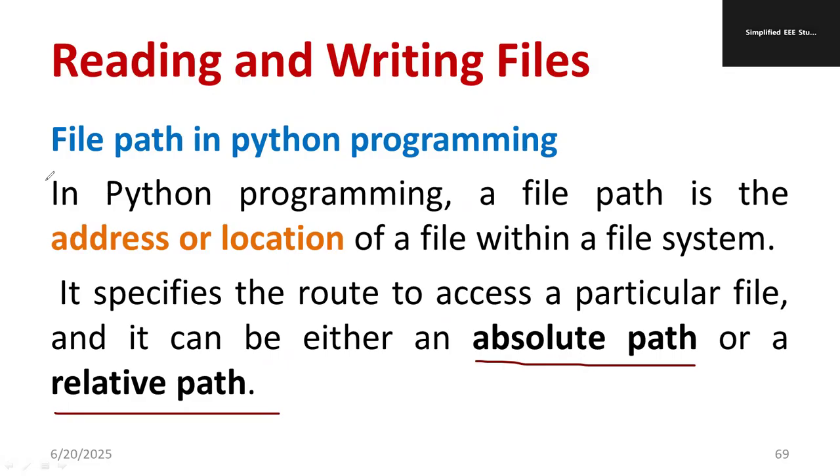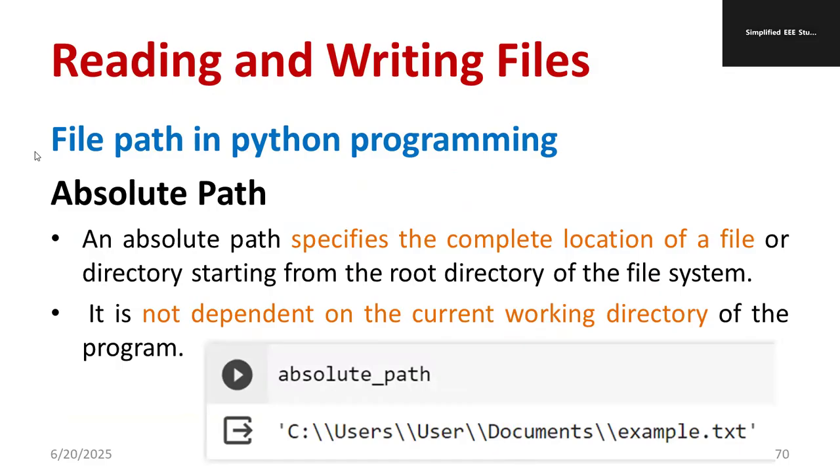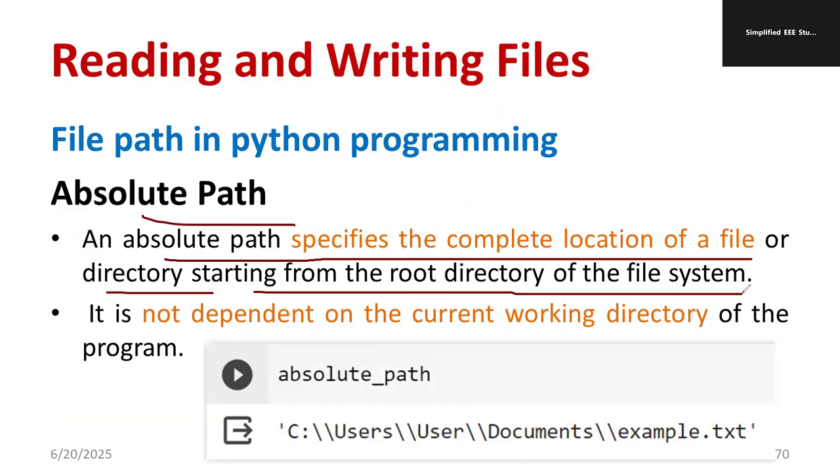So let's understand the difference between absolute path and relative path in greater detail. First of all, I'll be talking about the meaning of absolute path. Remember, absolute path specifies the complete location of a file or directory starting from the root directory of the file system. So it will specify the entire location of the file, starting to ending, the entire thing. Remember that it's not a specific one, it's a very lengthy file location.